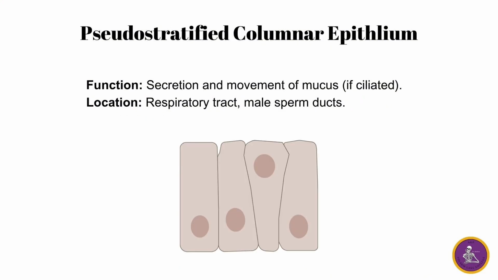Pseudostratified columnar epithelium appears to have multiple layers because the nuclei are at different levels, but every cell still touches the basement membrane, so it's technically a single layer. This tissue is specialized for secretion and movement of mucus, especially when it's ciliated. Cilia are hair-like structures that sweep mucus and trapped particles out of the respiratory tract. You'll see this epithelium in the respiratory tract, including the trachea and bronchi, where it traps and removes airborne debris. It's also found in parts of the male reproductive tract, the sperm-carrying ducts, also known as the ductus deferens.